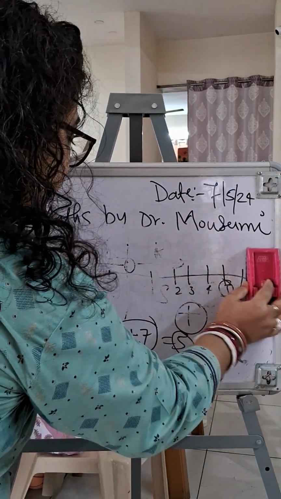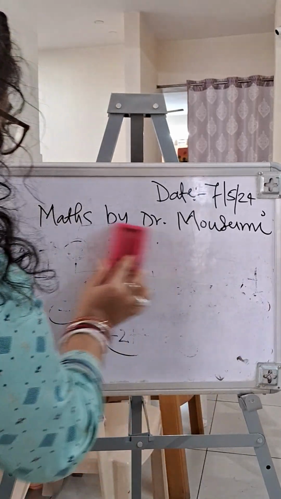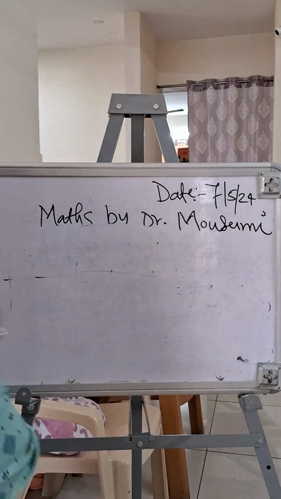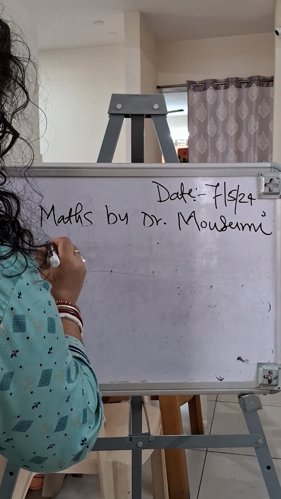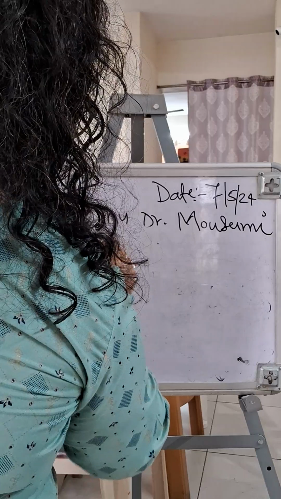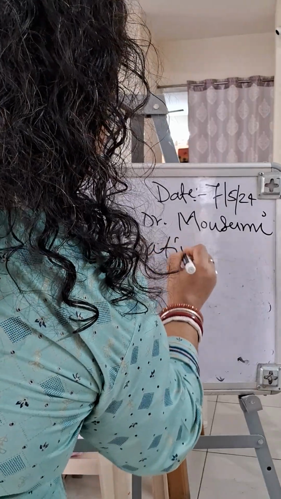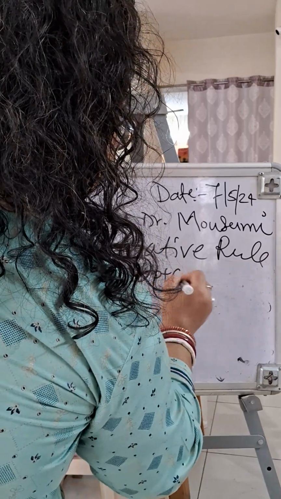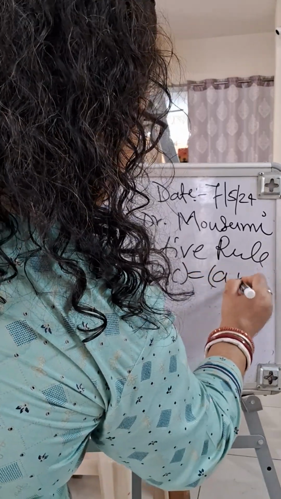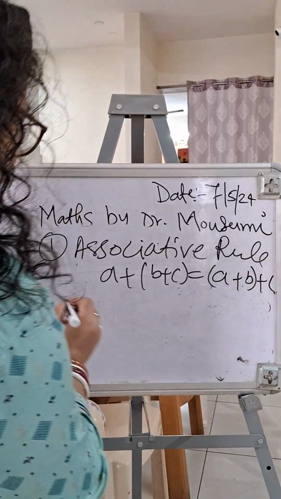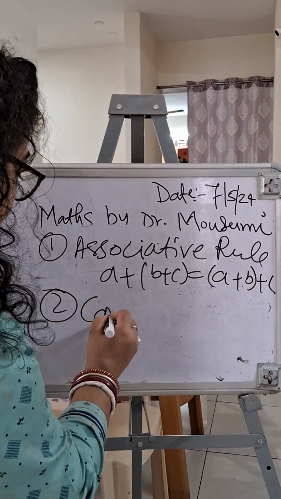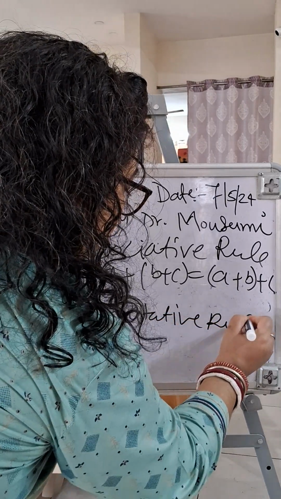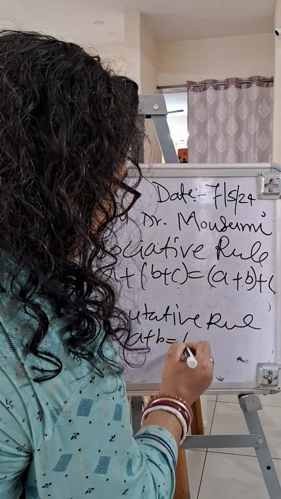The rules are the closure rule, the commutative rule and the associative rule. The associative rule is (a + b) + c = a + (b + c). Another is the commutative rule: a + b = b + a.